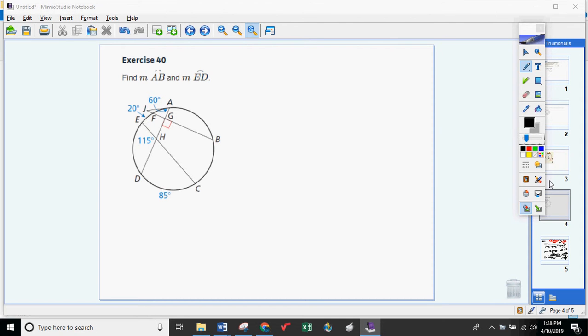Number 40 from section 10.5. This is a very long problem and there's more than one way to do it. Here's how I did it.